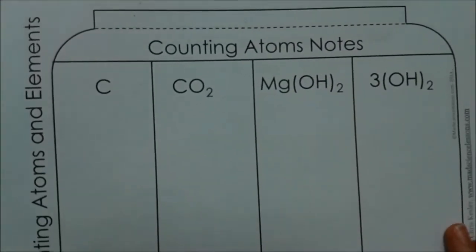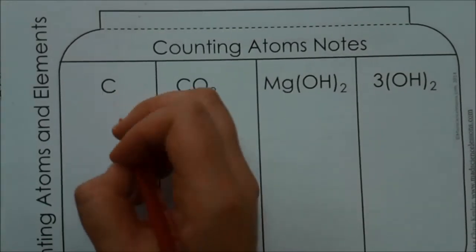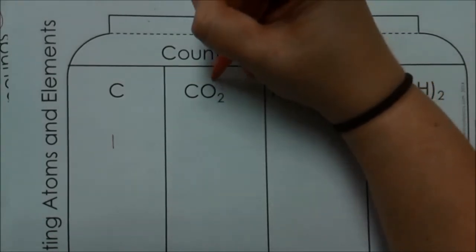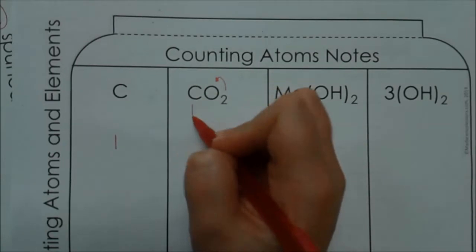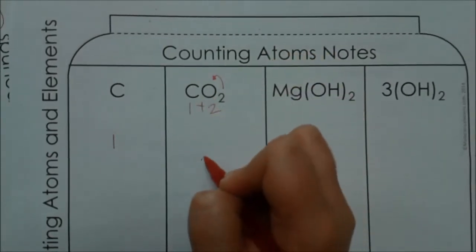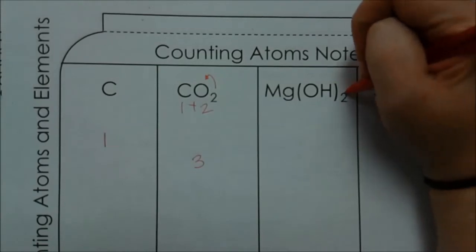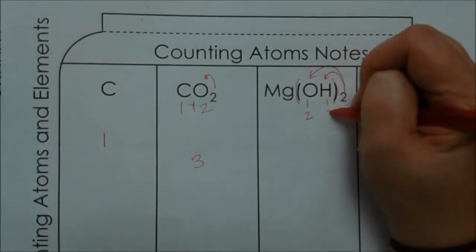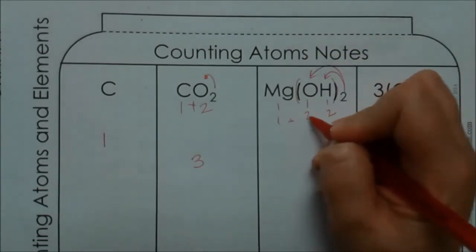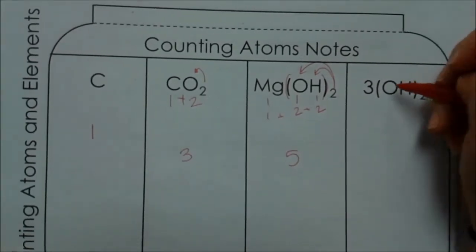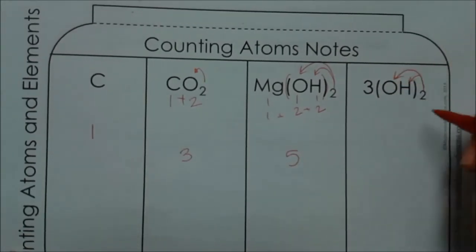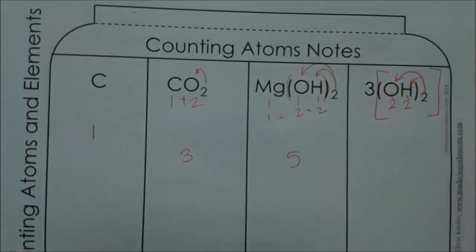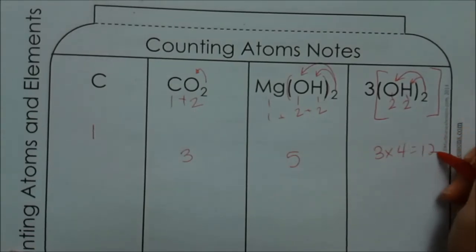Now we're going to practice counting the atoms. So there is 1 here, there is 1 atom there. Here, just like in your math class, this 2 belongs to this. So there are 1 carbon and 2 oxygens. You add it up, there are 3 atoms. This 2 is going to get distributed to both of these. So there are 2 oxygens, 2 hydrogens, 1 magnesium. Add them all up. 5. This is the same. So there are 2 hydrogens and 2 oxygens, but there are 3 of that. So 3 times 4 is 12.